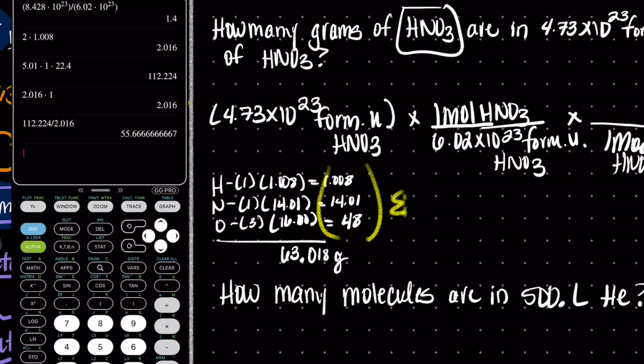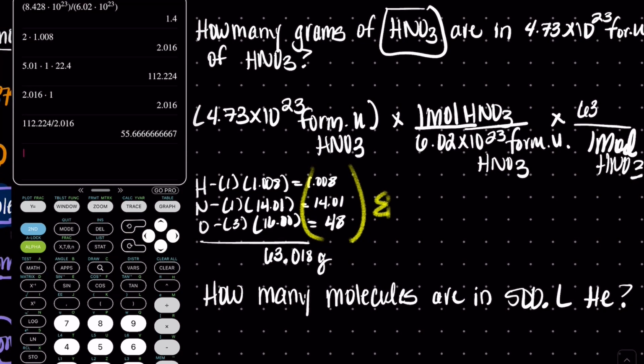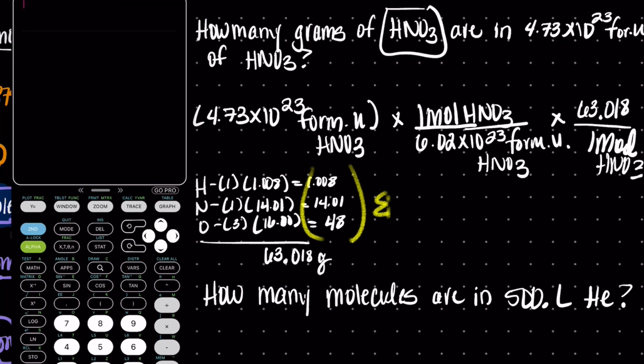0.18 grams. Let's see if I can squeeze that in here. Now we just run some math. Parentheses 4.73 times 10 to the 23rd, times that 1. Do we need to do it? No. Is it good practice? Of course. 63.018. That's the top value.